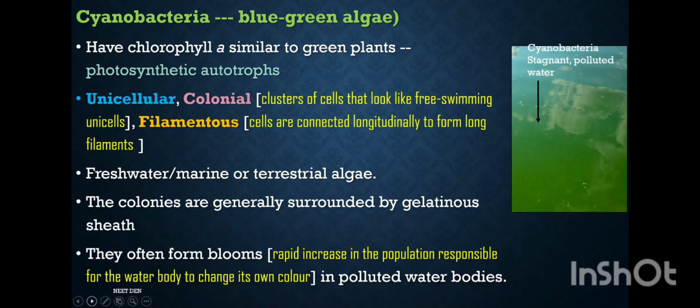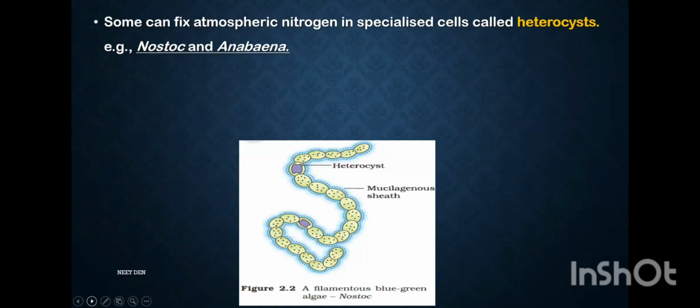And many times they form blooms, that is, they multiply rapidly inside the water and they cause the water to turn green. So a polluted water body very commonly turns green because of a cyanobacterial bloom. Some of these cyanobacteria can fix atmospheric nitrogen in specialized cells called heterocytes.